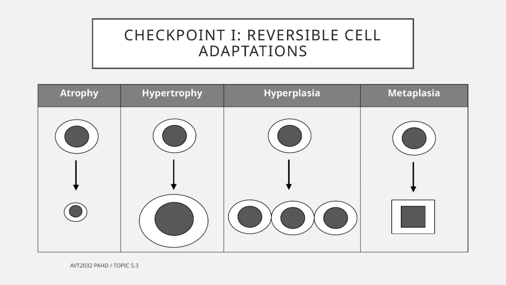Let's do a checkpoint here. Reversible cell adaptations include atrophy, hypertrophy, hyperplasia, and metaplasia. Atrophy involves a decrease in cell size, often due to reduced use or nutrition. Hypertrophy is an increase in cell size, typically from increased workload. Hyperplasia refers to an increase in cell number, often due to hormonal stimuli. Metaplasia involves a change in cell type, usually as an adaptive response to chronic irritation.